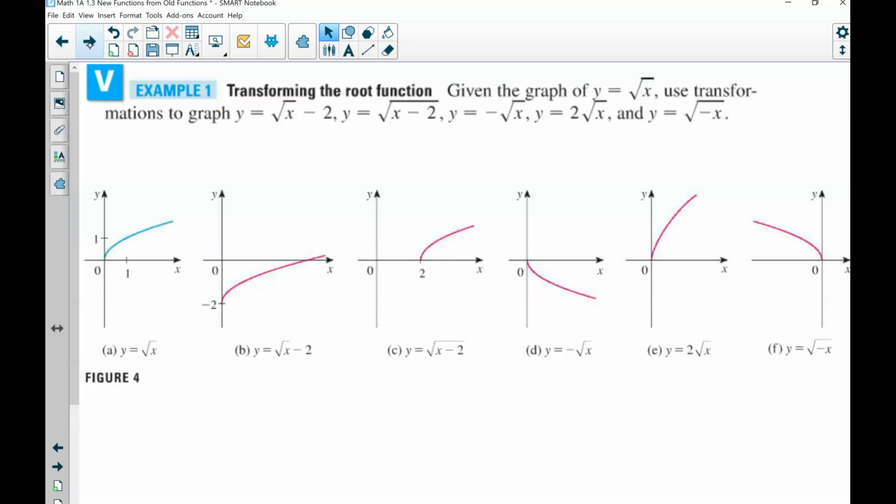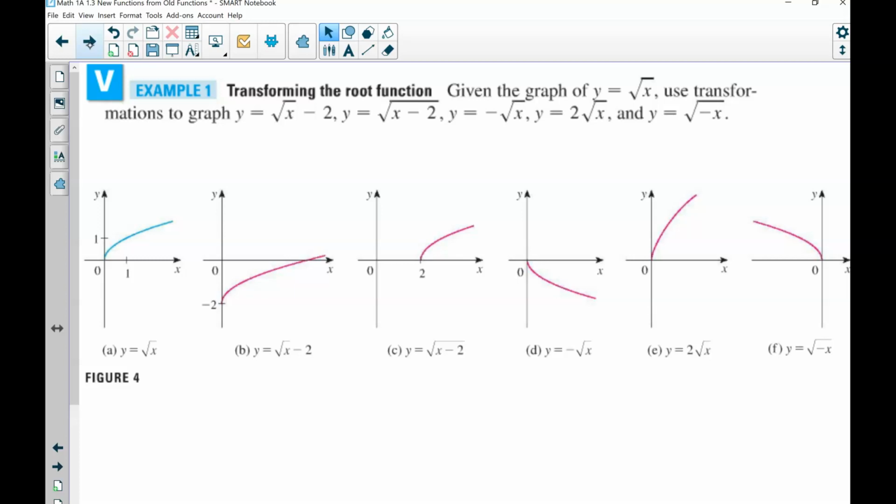Now if you take a look at the next graph, y equals the square root of x minus 2, the value of x is being subtracted by 2. So therefore you're shifting it horizontally to the right 2 units. In the next graph, we have y is equal to the negative times the function square root of x. And what you would do is reflect the graph of that function about the x-axis.